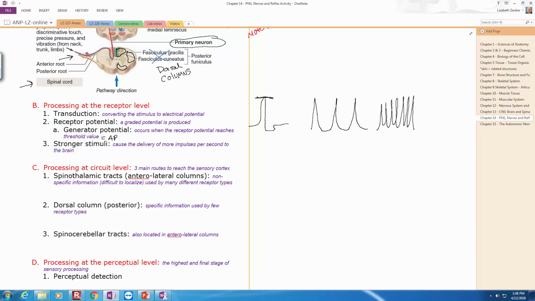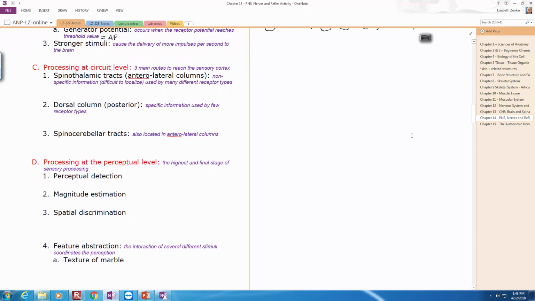Let's see, processing at circuit level. We have three main routes to reach the sensory cortex: the spinothalamic tract, the dorsal columns, and the spinocerebellar tracts. You guys saw some of this on exam 4, right? I think. Or maybe I just read ahead. I don't remember now. Maybe you haven't seen this yet. But the name tells you exactly where it's located. Spinothalamic. Where is it going to and from? Spinal cord to the thalamus. Super easy and obvious on that one.